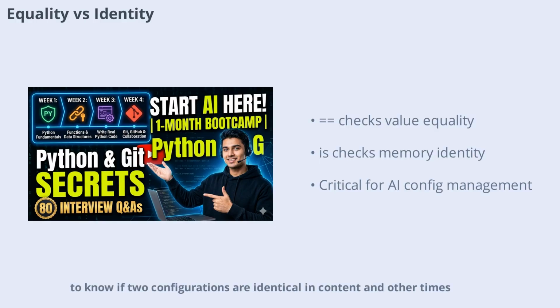Sometimes you want to know if two configurations are identical in content, and other times if they are literally the same instance. For example, two dictionaries with the same values are equal, but unless they reference the same memory, is will say they're different. This distinction is crucial when managing resources or debugging tricky bugs in AI pipelines.